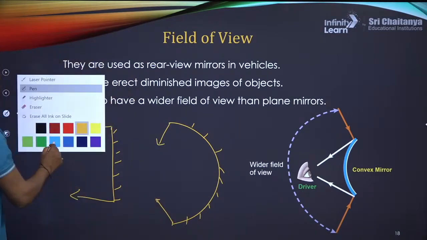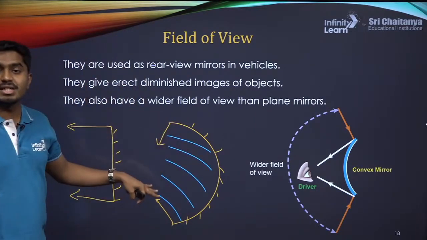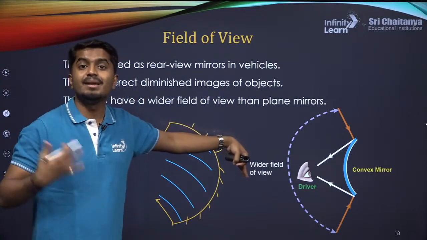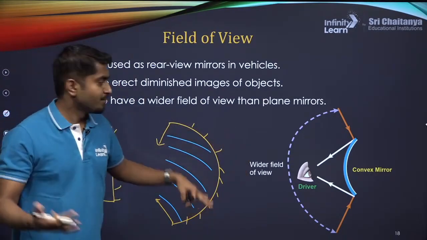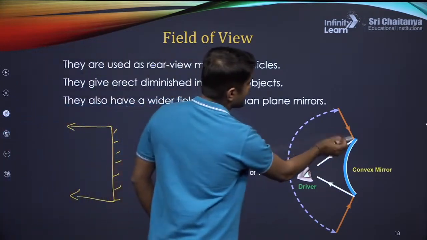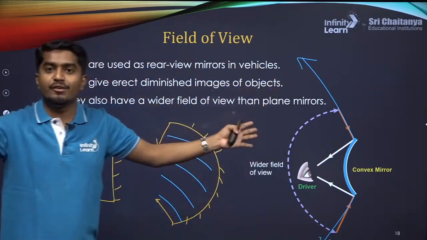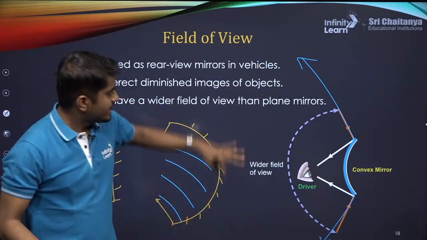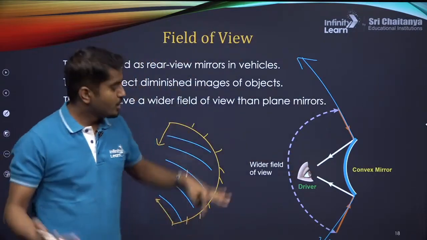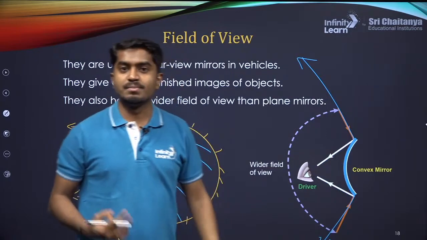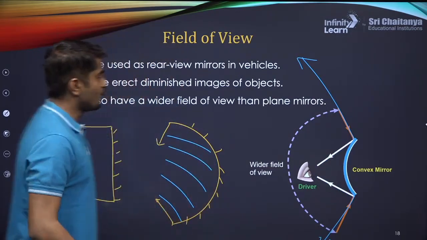So when you place the object only within this region, you can see the object in the mirror. That is the field of view of the concave mirror, even smaller. But for the convex mirror, you see it has a very wide field of view. So you can see a lot of different objects, placed in different parts. You can get the image in the convex mirror. So the convex mirror has a very high field of view.